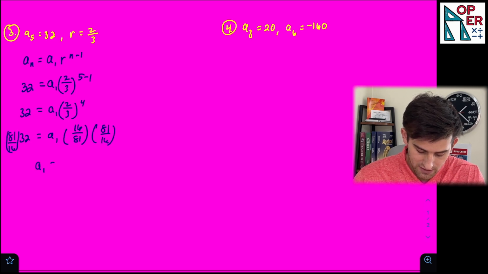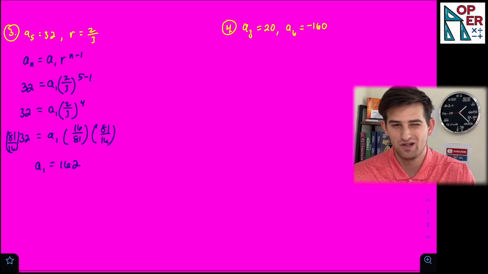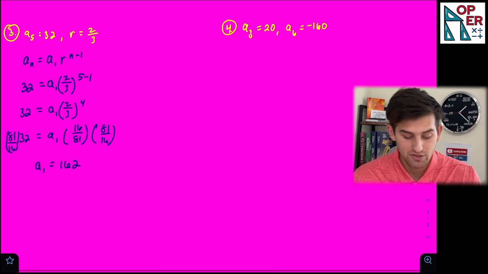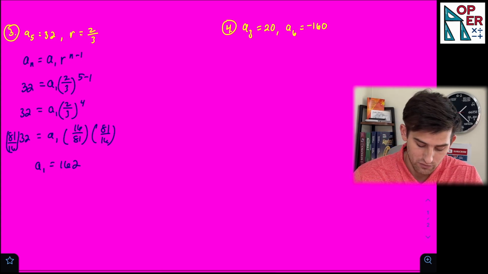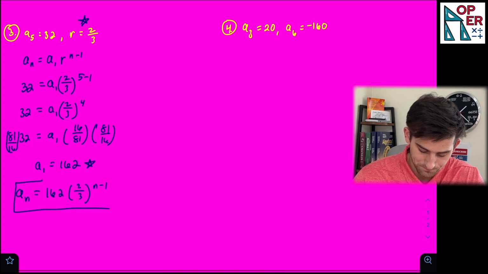And that's going to give us a sub 1 is equal to 162 once we do 32 times 81 and then divide that by 16. Okay, so we're not done yet. We have to take that information. We know our common ratio. Now we know our first term, so now we can write our nth term equation. So a sub n equals 162 times 2/3 to the n minus 1.